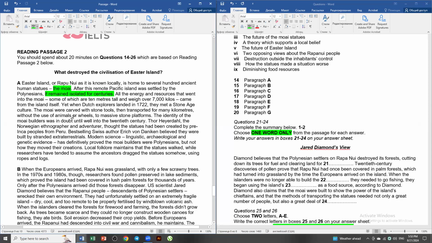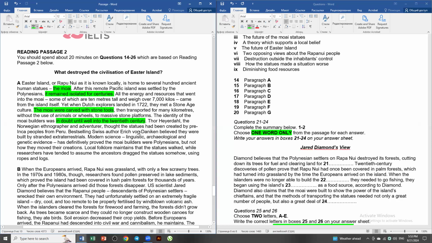The Moai were carved with stone tools, then transported for many kilometers without the use of animals and wheels to massive stone platforms. The identity of the Moai builders was in doubt until well into the 20th century. So the identity of the statue builders. What it is saying is that it was not known who built the Moai statues well until the 20th century.